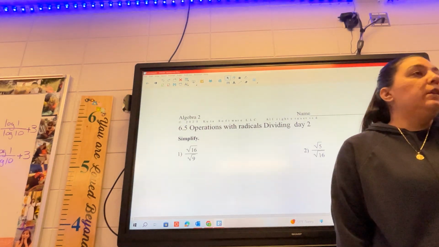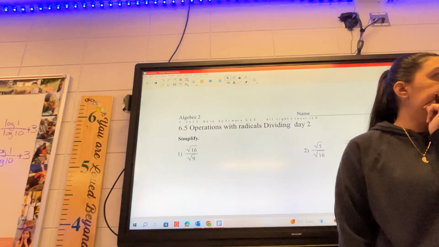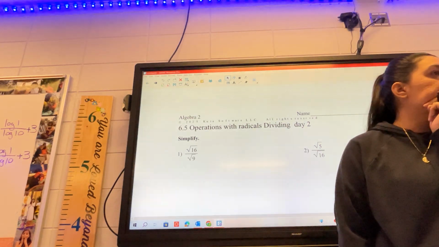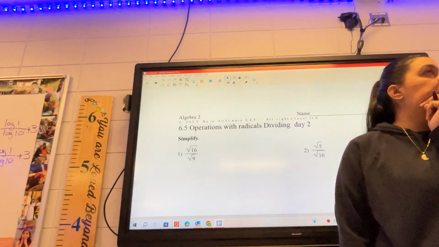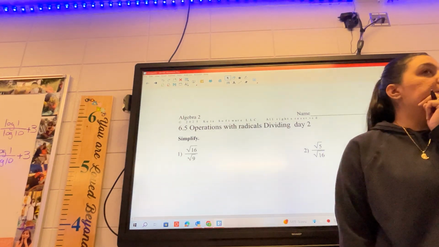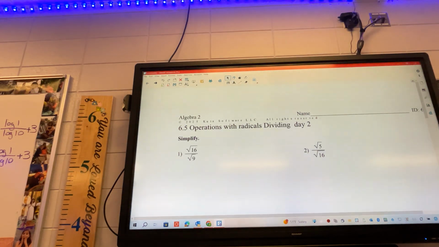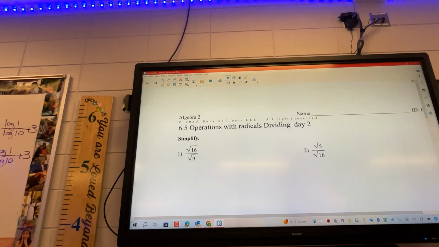What did we learn yesterday? What is the square root of 1? 1. What's the square root of 4? 2. Square root of 9? 3. Square root of 16? 4, right? They go 1, 2, 3, 4. And the other way to think of that is 1 times 1, 2 times 2, 3 times 3, 4 times 4. Now, if you don't like that way, that's okay.